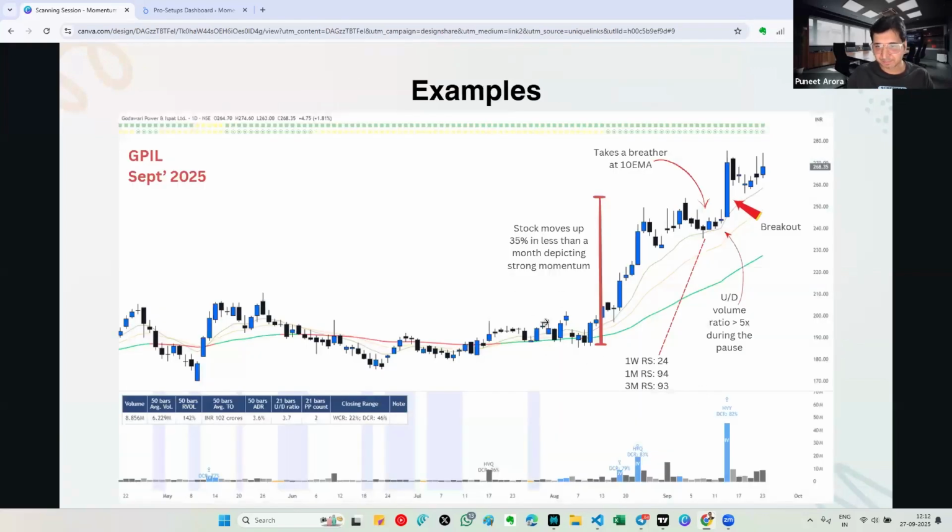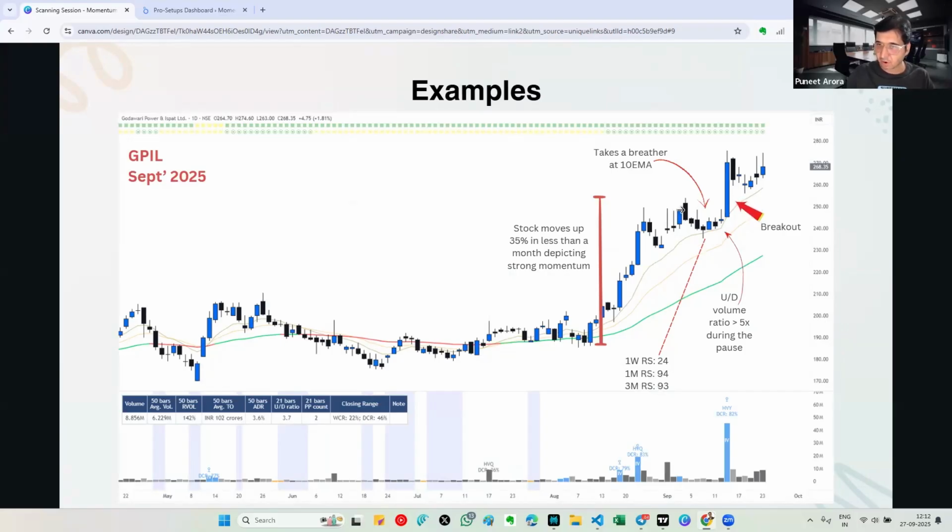Let's come to an example. These are all recent examples which happened this month. GPIL, the stock moved up 35% in less than a month. It takes a breather at 10 EMA, had strong relative strength, sorry, the strong relative strength on 1 month time frame. The 3 month RS was also above 90.